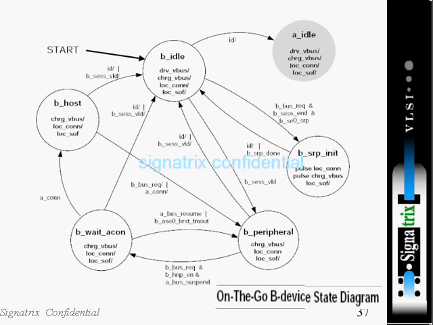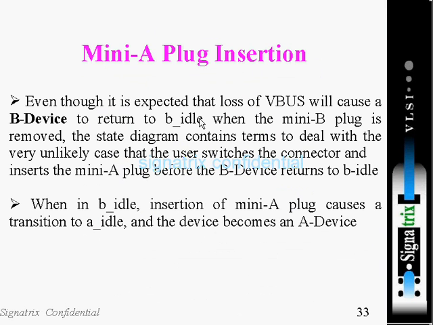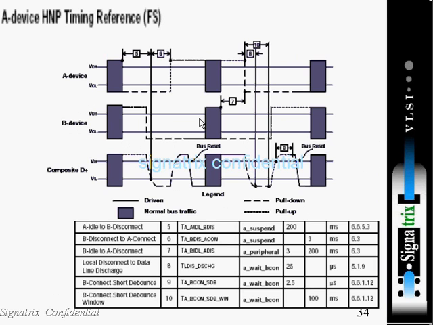Here you can see the ID pin. ID low means we are connecting a mini-A plug. ID high means we are connecting a mini-B plug. That is the meaning. That is what they explained here. Then we have to see the timing diagram.